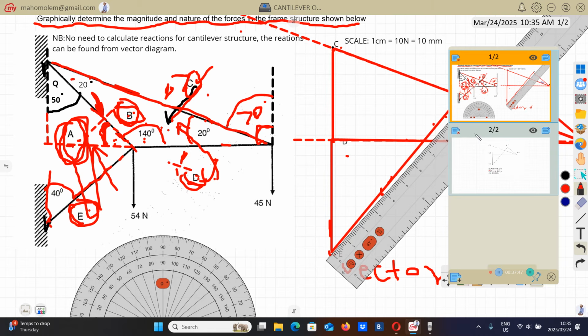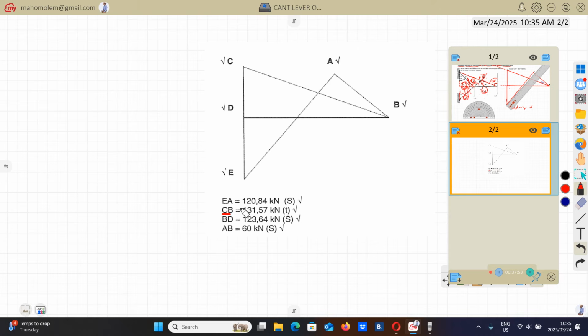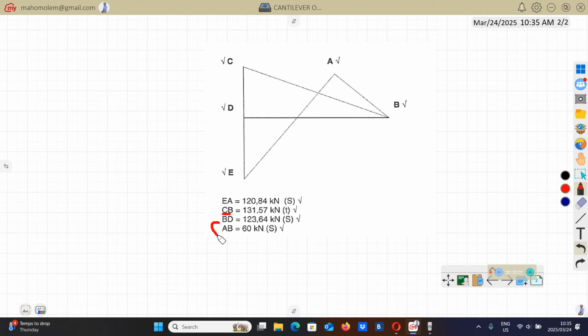Right, so that's how you determine magnitude. Then you will continue with the rest. You just have to measure. We did EA, we did CB, then you will measure these two yourself. Now, as you can see, we have to find the nature as well. Nature, we have to find whether a member will be under compression or under tension. So you will check it in this way.